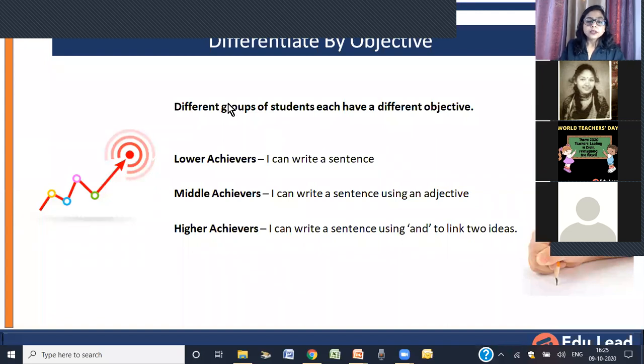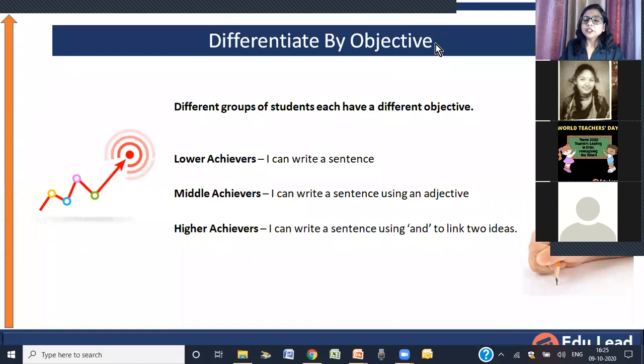Okay, so differentiate by objective, which means that for different groups of students, there are different objectives. We will largely divide our children as, say, low achievers, middle achievers, and high achievers, just for the sake of understanding. So the objectives could be very different for each one of them. For the low achiever, it could be a simple objective: I can write a sentence. For the middle achiever, it could be: I can write a sentence using an adjective. And for a high achiever, it could be: I can write a sentence using 'and' to link two ideas.